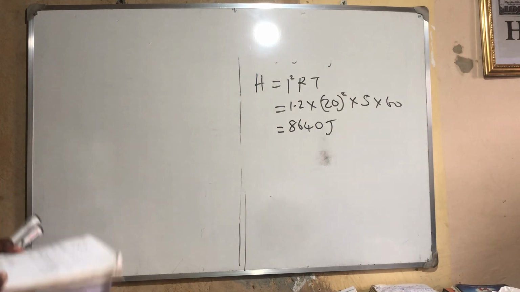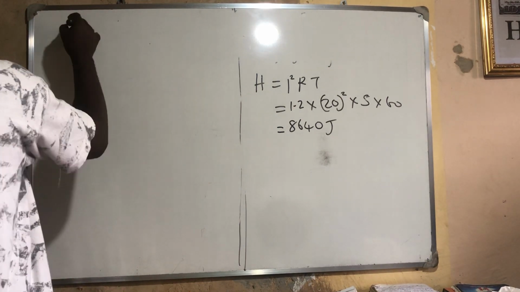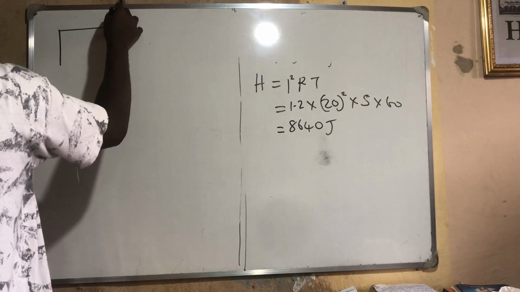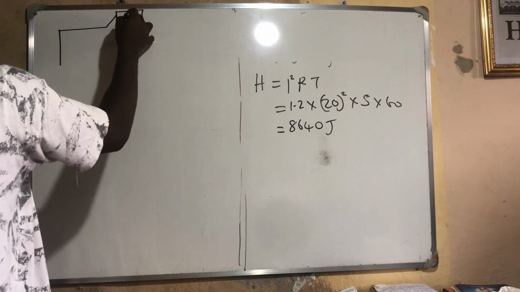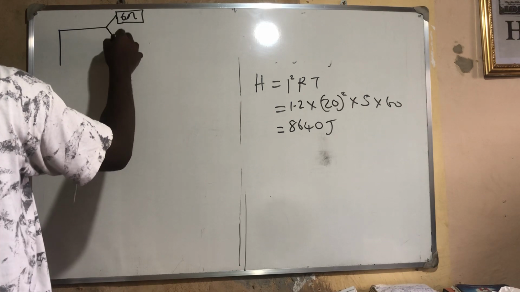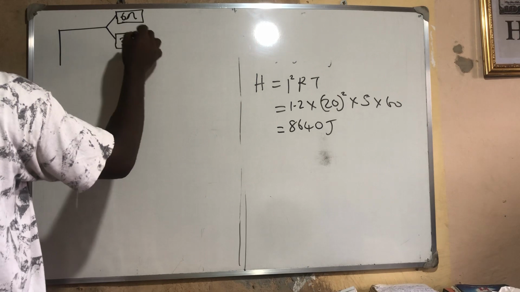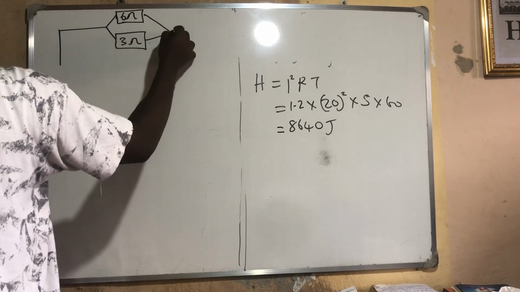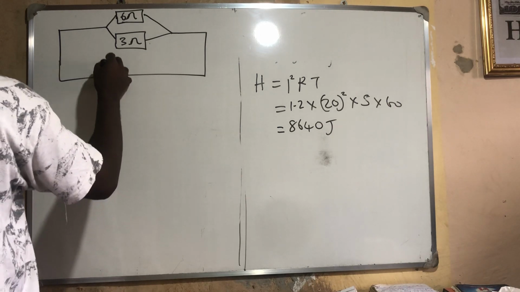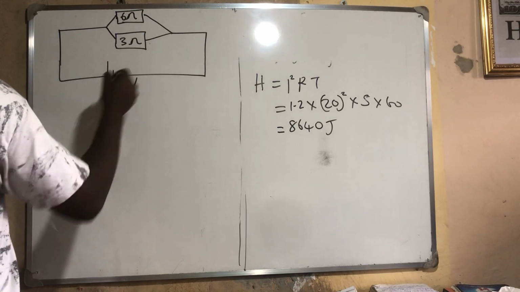Okay? Let me check my time. Okay, let's solve this question. They gave us this one like this as 6 ohms, and this one like this as 3 ohms. These two meet here, and I have something like this, 12 volts.